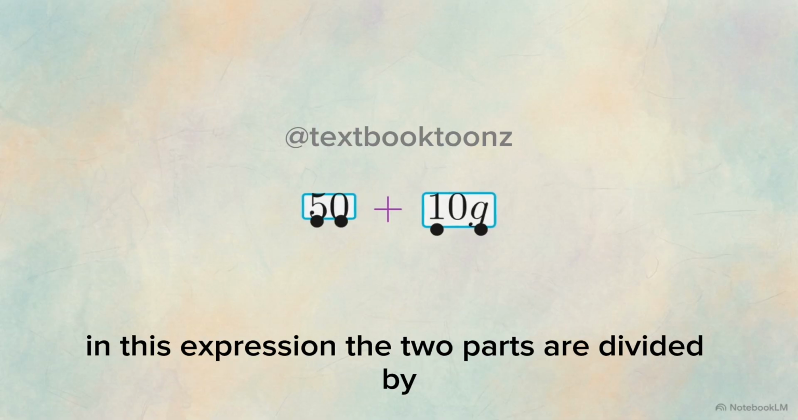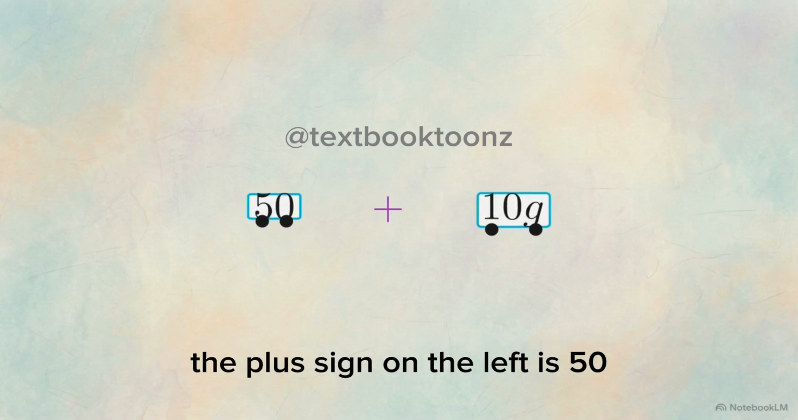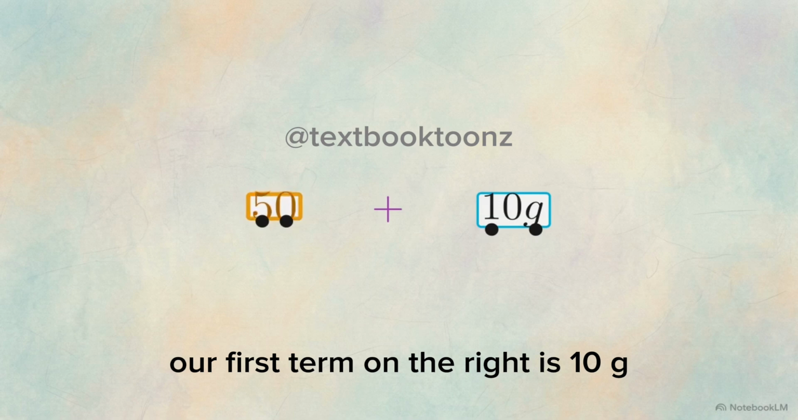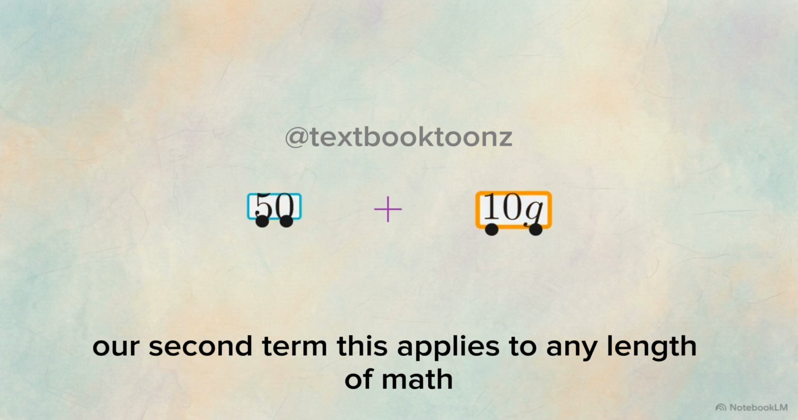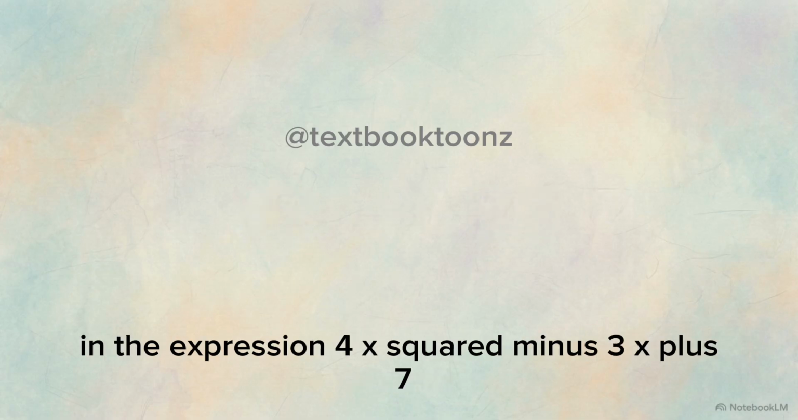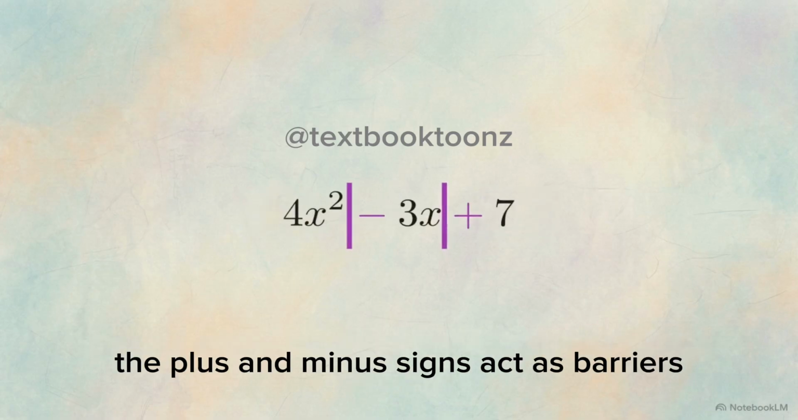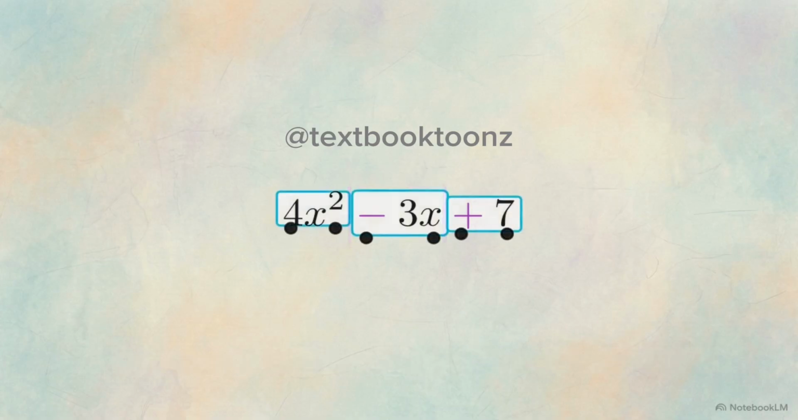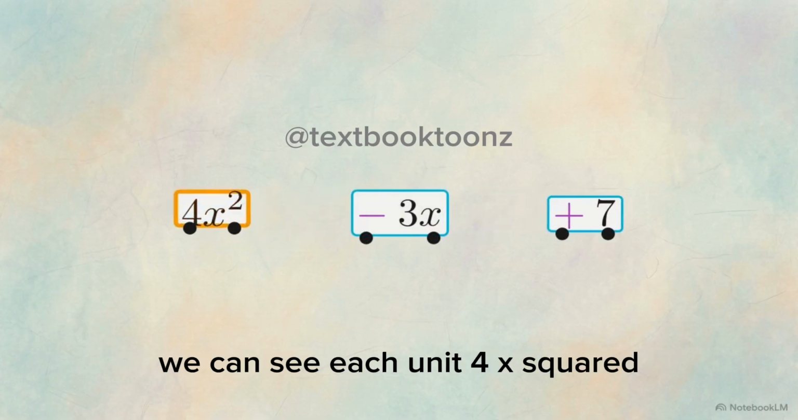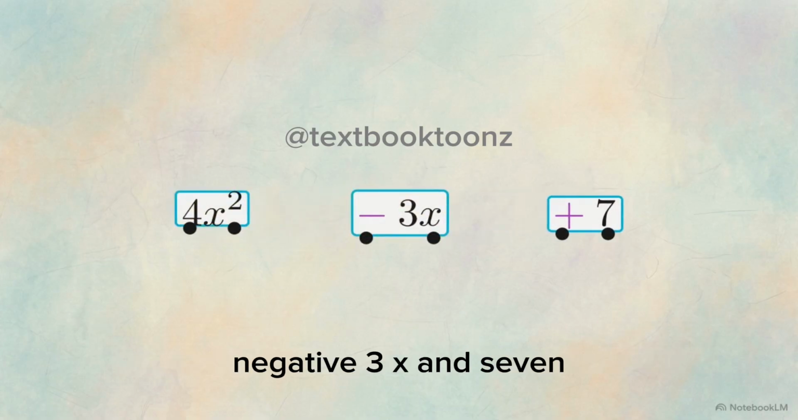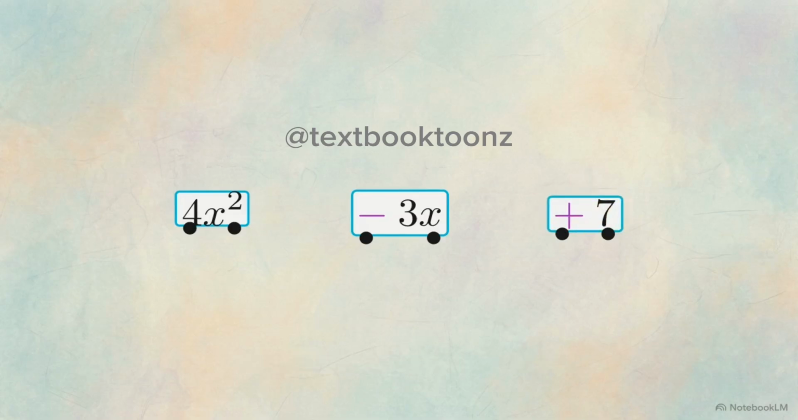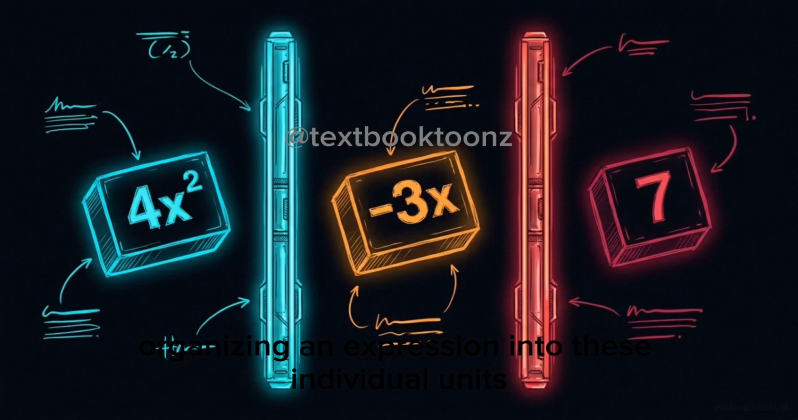In this expression, the 2 parts are divided by the plus sign. On the left is 50, our first term. On the right is 10G, our second term. This applies to any length of math. In the expression 4x squared minus 3x plus 7, the plus and minus signs act as barriers. By looking for those signs, we can see each unit, 4x squared, negative 3x, and 7. Organizing an expression into these individual units allows us to identify and manage each part of the formula separately.